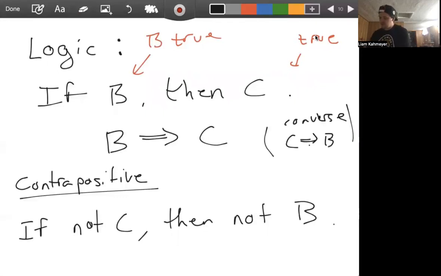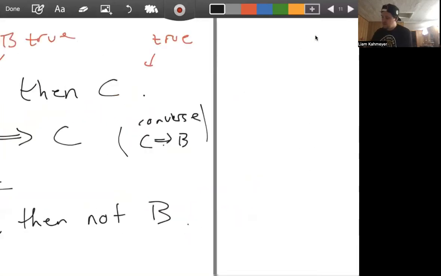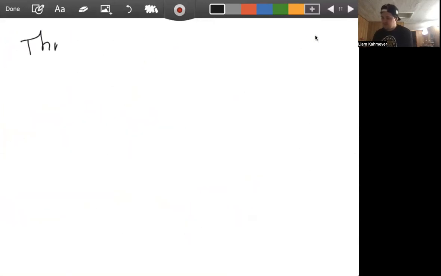So what does this mean? How can we use the contrapositive of this theorem? Well, the contrapositive says, if not C, then not B. So what is not C? Well, the eigenvalues of A are not distinct. So here's the theorem, but contrapositive.